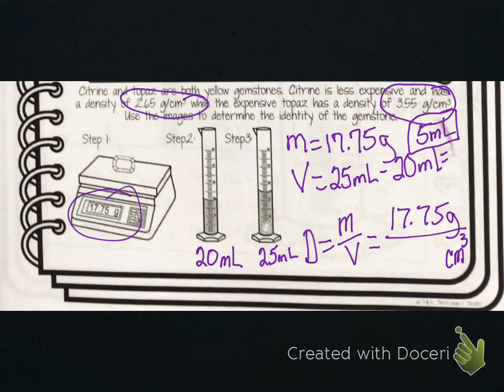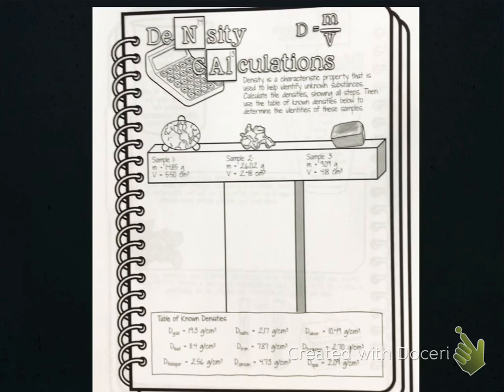All right, so if you will look on the back side of your paper, you have 3 samples to calculate the density, and our equation is up here. Density is mass divided by volume. These are very straightforward and very easy to do. I will do the first one, and you all will do the next 2.